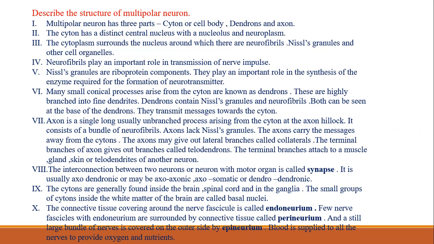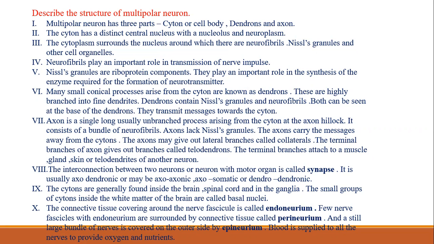Many small conical processes arise from the cyton and they are called dendrons. The branches of dendrons are dendrites. Dendrons contain Nissl granules and neurofibrils. Both can be seen at the base of the dendrons. The function of dendrons is they transmit the messages towards the cyton. They bring the messages to the cyton.